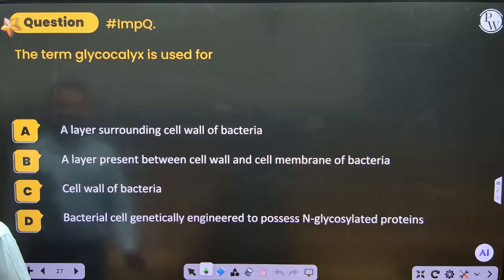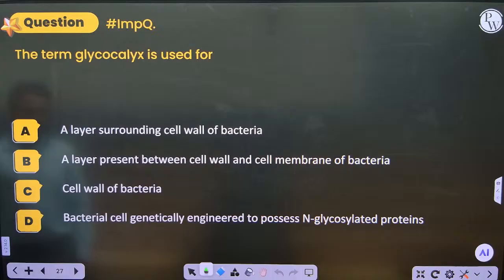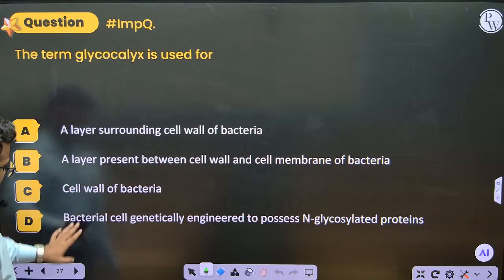We can solve these questions also. The term glycocalyx is used for a layer surrounding the cell wall of bacteria. Yesterday we discussed this one, I think.